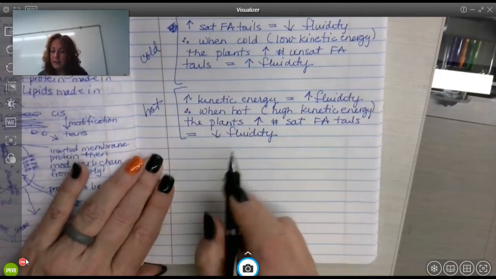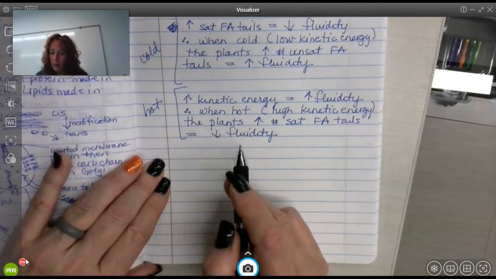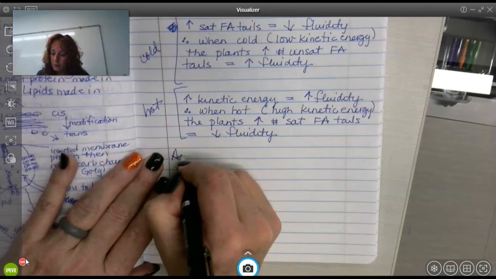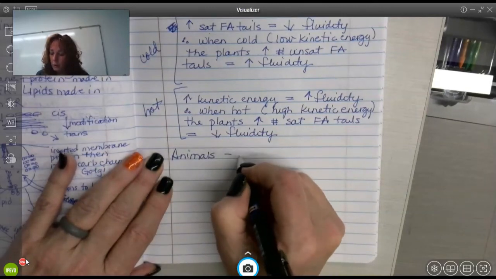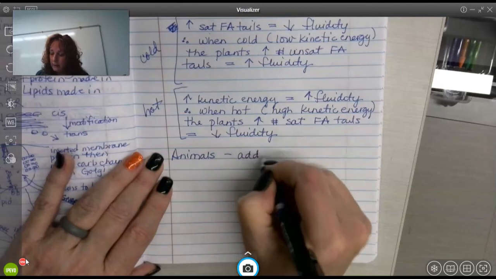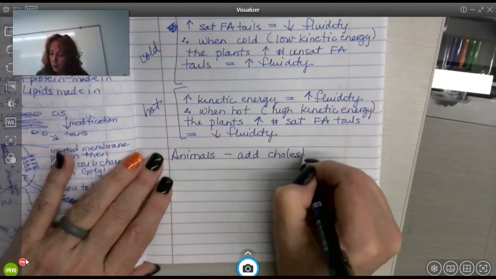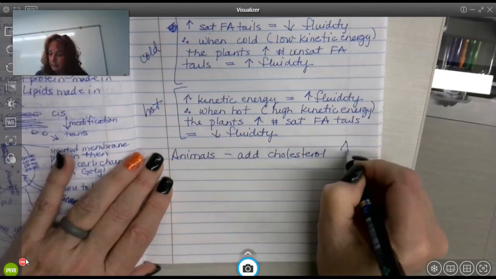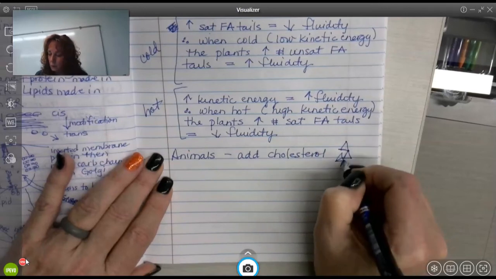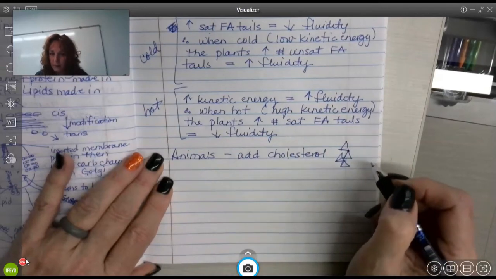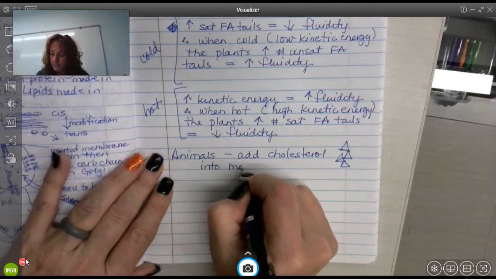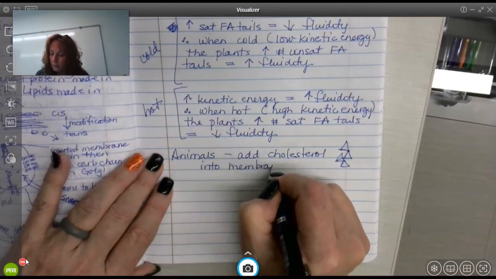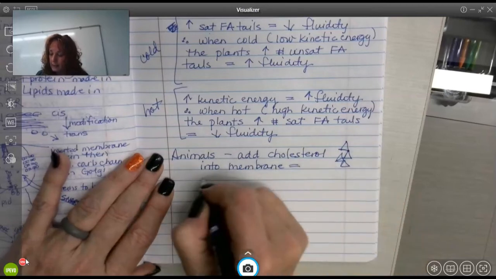So this is not exactly what humans do. So for animals, they're going to add cholesterol. You know what cholesterol looks like. It's that four-ringed molecule, a lipid. They're going to add cholesterol into the membrane, which creates space.